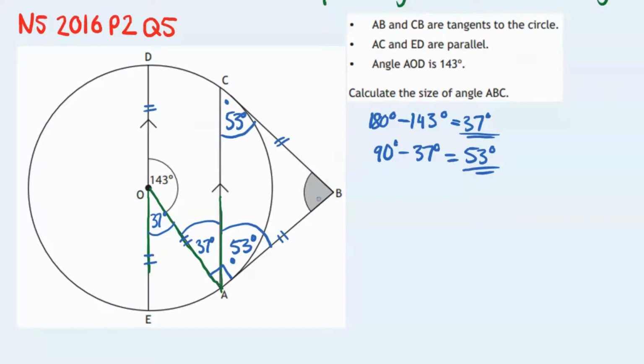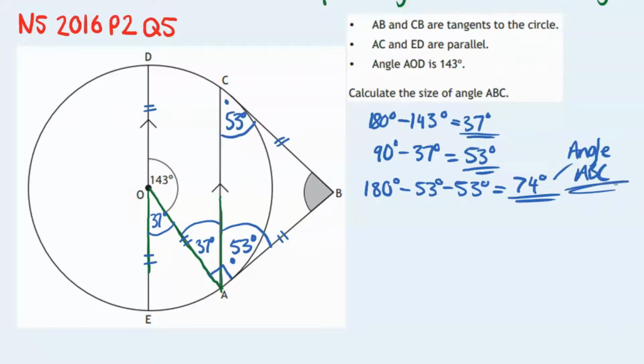So now we can easily calculate this shaded angle here, because the angles in the triangle add up to 180, okay? So we can do 180, take away 53 degrees, take away 53 degrees, and what that leaves us with is 74 degrees as the final answer for angle ABC, okay? When you finalize your answer, just say, that's angle ABC, just to make it clear to the examiner what angle is what, okay? So angle ABC is calculated as 74 degrees, okay?